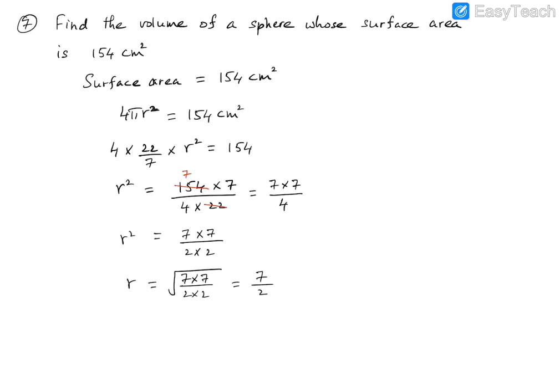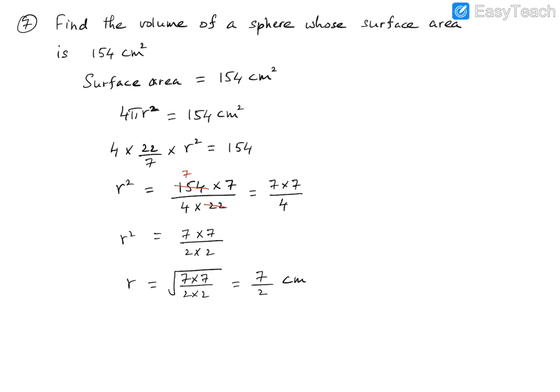When we are taking the square root, whatever appears in pairs, we can take it out of the root and put it only one time, right? We have seen these calculations before as well. So we get the value of the radius as 7 by 2, which is basically 3.5 centimeters, because the surface area is given in terms of centimeter square. Therefore, the radius is going to be 7 by 2 centimeter.